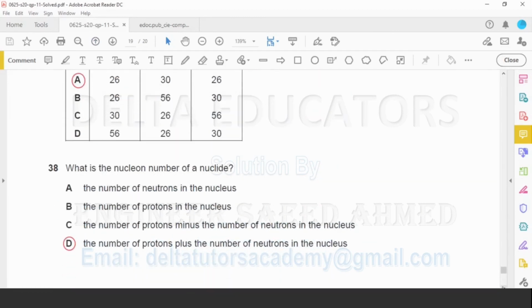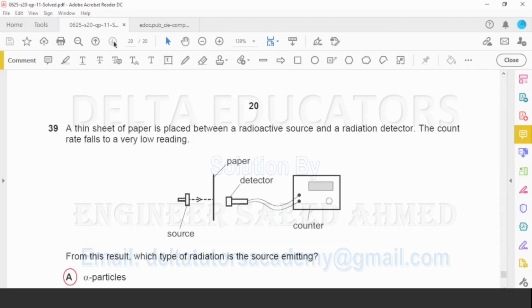Question number 38. What is the nucleon number of a nuclide? Nucleon number means the sum of protons and neutrons. And the same thing is given in option D. The number of protons plus the number of neutrons in the nucleus is called the nucleon number. So this option D is the correct option.